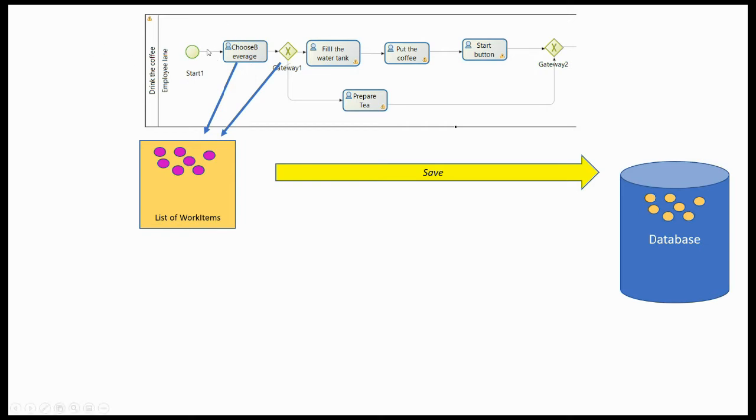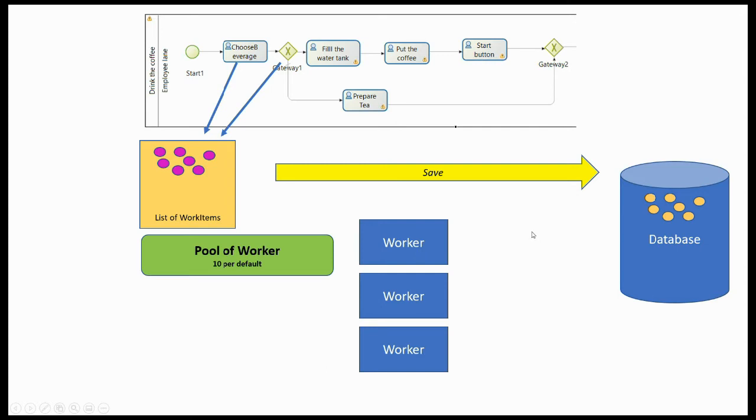So when one case is created, it creates work items, and then something has to be done to calculate the next route. All the work items are saved in the database, and actually they are saved as a flow node. With the flow node, we can calculate the next work item. So when you have a list of work items, you have a pool of workers, and this pool is by default 10. One thread, because a worker is a thread, takes one item from the list and executes it.